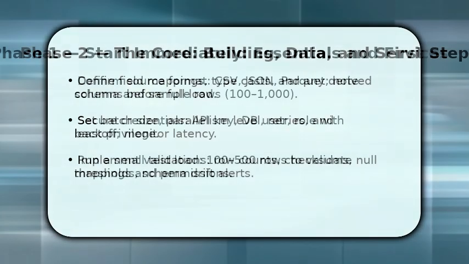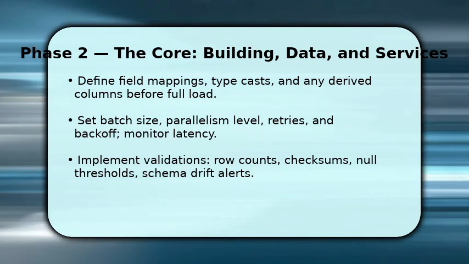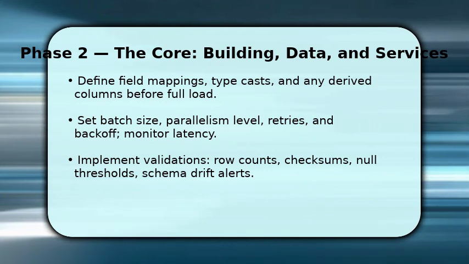Once the test passes, move into transformation and performance tuning. You map fields and decide typecasts, dropping or deriving columns so the target accepts data cleanly. Then, set batch size and parallelism: too small costs overhead, too large spikes memory, so aim for balanced throughput.